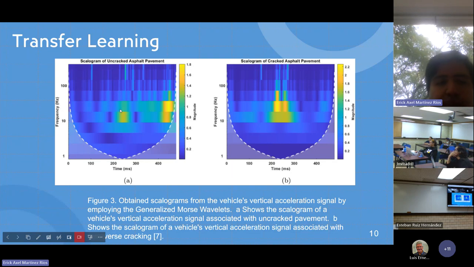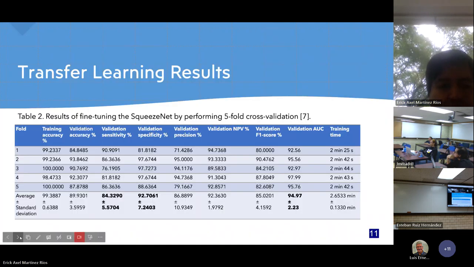In figure three, you can appreciate the scalograms that we generated from the acceleration signals. On the left, you can observe the scalogram of a vehicle vertical acceleration signal associated with uncracked asphalt pavement. On the right, you can observe the scalogram of a vehicle vertical acceleration signal associated with cracked asphalt pavement. These are the images that we generated to fine-tune the neural network.